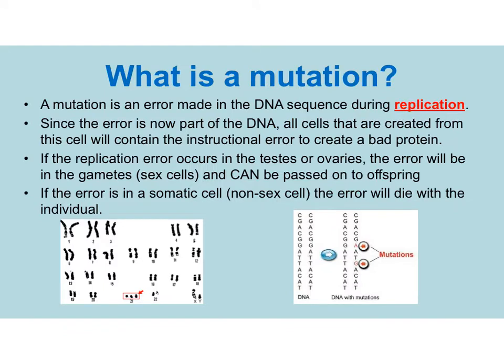So what is a mutation? A mutation is an error in the DNA sequence during replication. So while DNA is replicating, that's when a mutation happens. You try to remake the exact same copy of DNA, but it doesn't form perfectly. So the errors occur during replication.